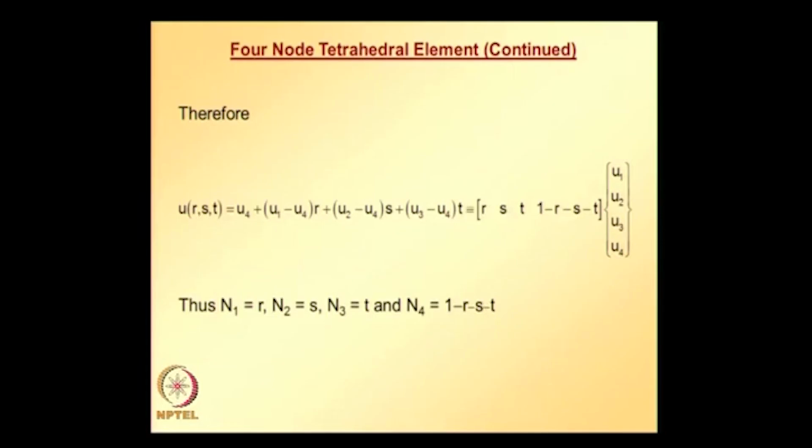So, shape function corresponding to node 1 is r, shape function corresponding to node 2 is s, shape function corresponding to node 3 is t, and shape function corresponding to node 4 is 1 minus r minus s minus t. So, this is how we can arrive at the shape functions for the 4 node tetrahedral element. Basically, the procedure is similar to that we already adopted for deriving shape functions for the 3 node triangular element, except now the dimension is increased.